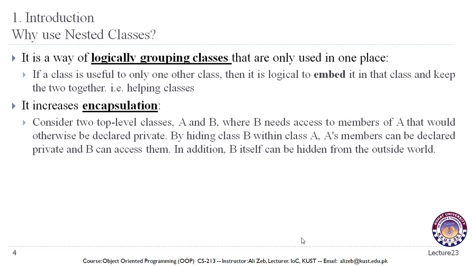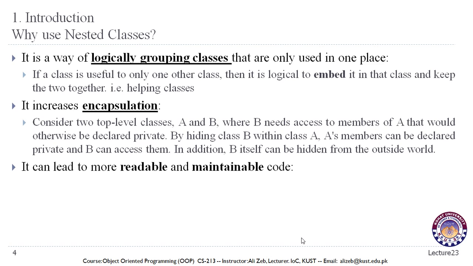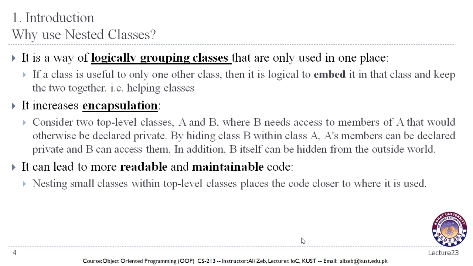We have seen associations or relationships between classes, for example inheritance, but in inheritance we are not able to directly access the private members of the superclass. Nested classes can be a way where we can access the private members of the class that encloses the nested class. It can lead to more readable and maintainable code. Nesting small classes within top-level classes places the code closer to where it is used.